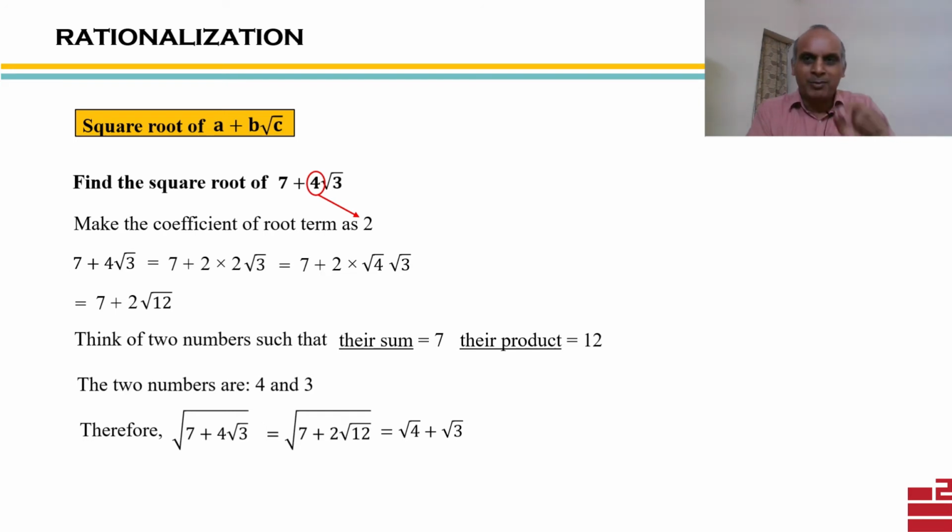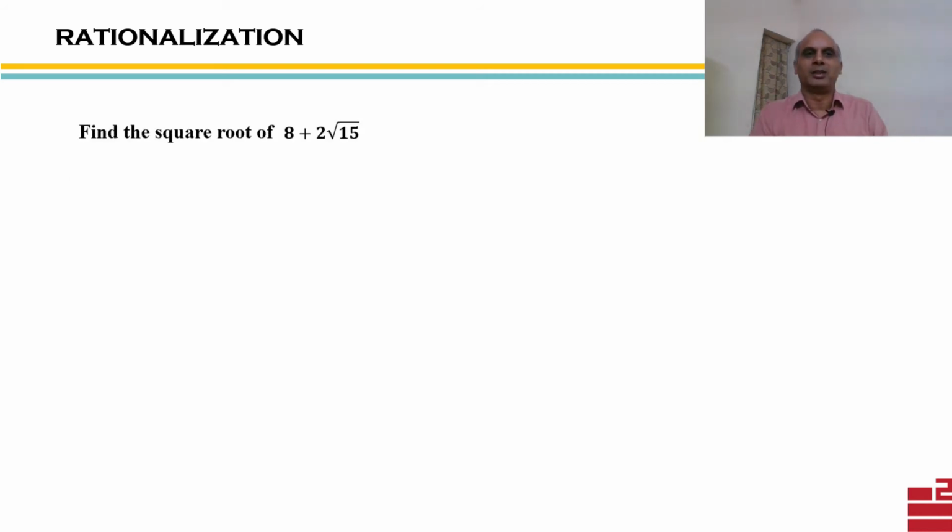And if we simplify it further, we see that root 4 is 2. So my final answer is 2 plus root 3. To verify, you can do on your own the square of 2 plus root 3, and that should come out to be 7 plus 4 root 3. You can check it out now also. Okay, proceeding from here, let's check another example.